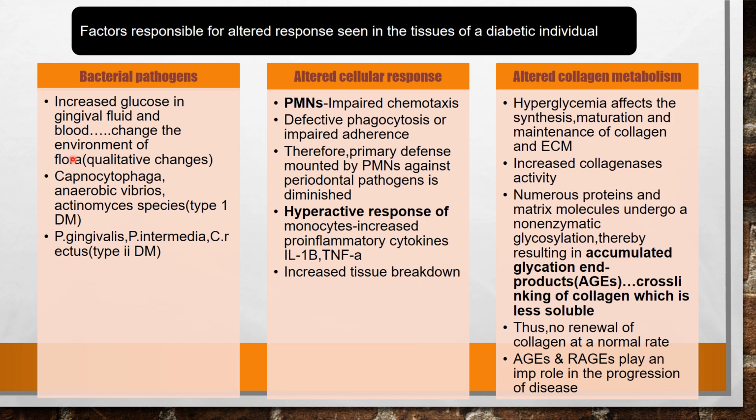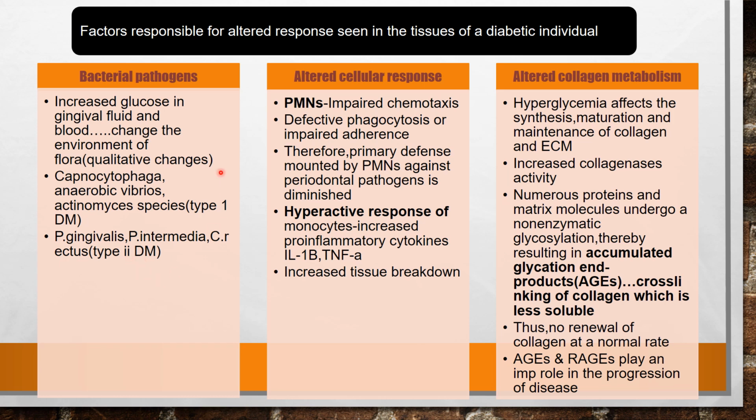So there will be qualitative changes in the flora, that is there will be more amount of Capnocytophaga. You can see increased amount of Capnocytophaga. In various studies they have proved that in type 1 diabetes mellitus you can see increased amount of Capnocytophaga. And in type 2 diabetes mellitus, there will be more amount of Porphyromonas gingivalis, Prevotella intermedia, and Campylobacter rectus.